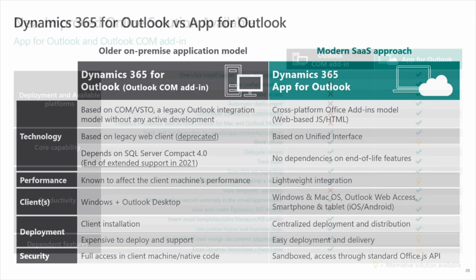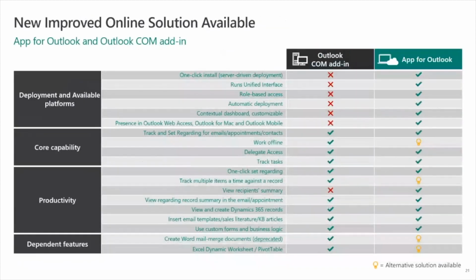Now, feature-wise, this is a comparison matrix between app for Outlook and Outlook add-in. In terms of deployment and available platforms, as we discussed, the app for Outlook offers really many improvements, such as one-click install with a server-driven deployment. It runs on unified interface. It offers role-based access, which allows you to decide which users have the app for Outlook and which users don't based on their security role. You can automate the deployment. You can customize the integration to offer a contextual view of the record you want in Dynamics 365. And it's available in Outlook Web Access, Outlook for Mac, and Outlook Mobile.